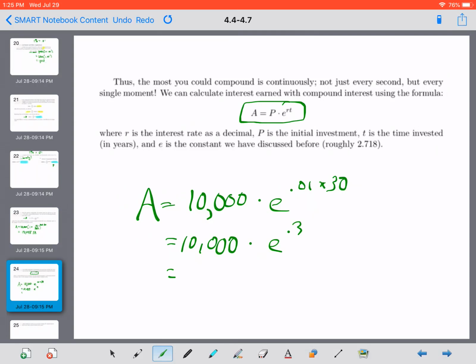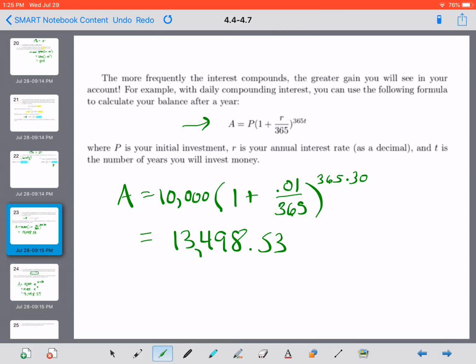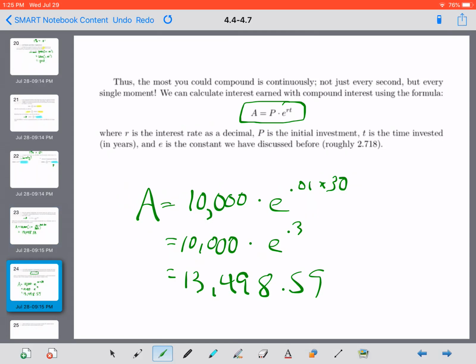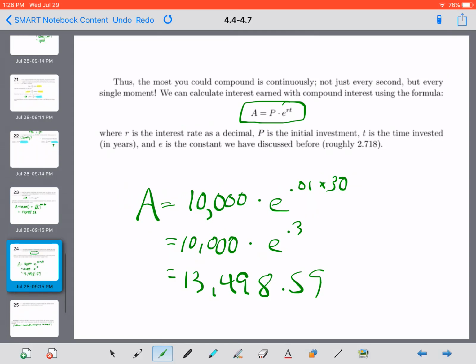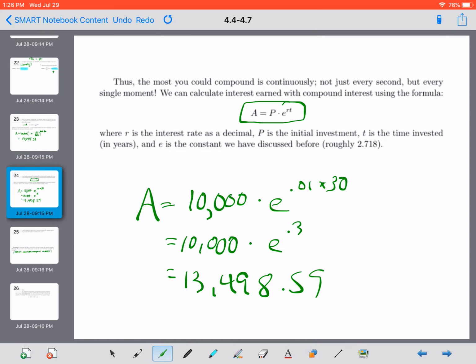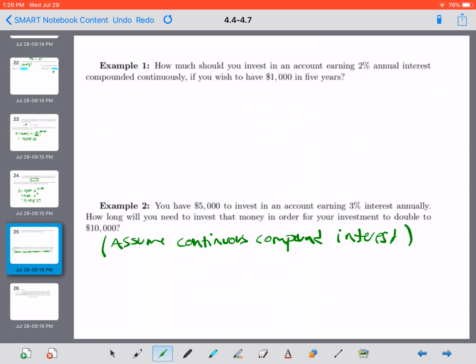And plugging that into a calculator, I end up with $13,498.59. Okay. How much was that over the last one? Almost nothing. It's just a few cents more. And so the most you can possibly earn through compounding interest is through continuous compound interest. And a lot of banks do compute their interest rates that way.